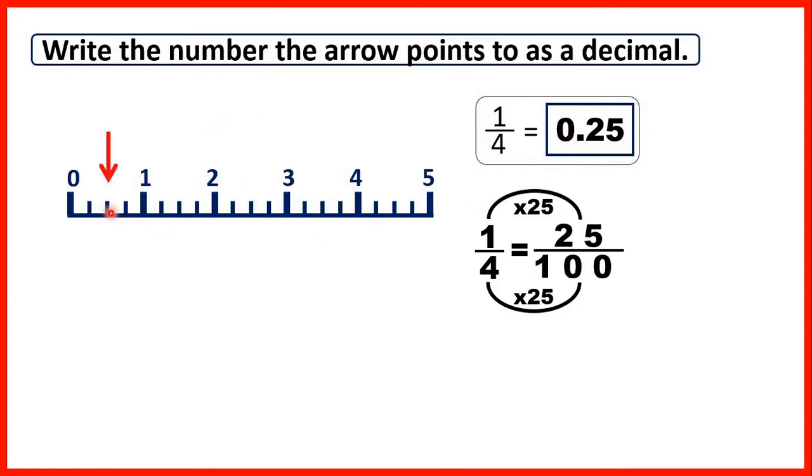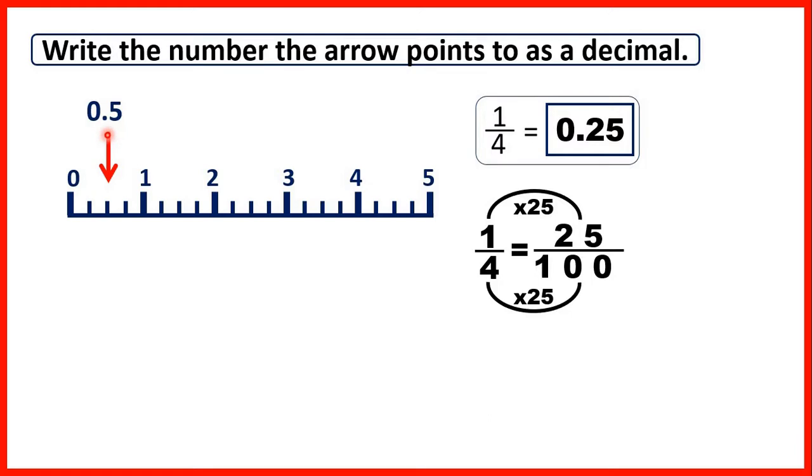So where is the arrow now? Well, it's 2/4 after 0, and 2/4 is 50 hundredths, so 0.50, but rather than 0.50, we can just write 0.5, because we don't include zeros if they're on the end of decimal numbers.